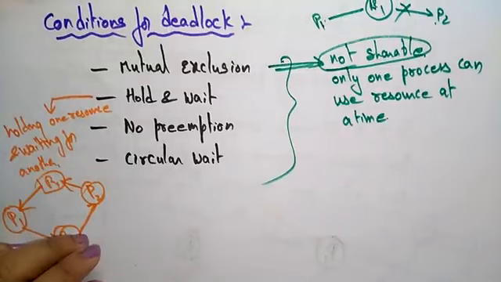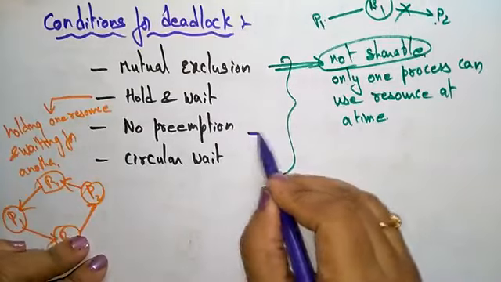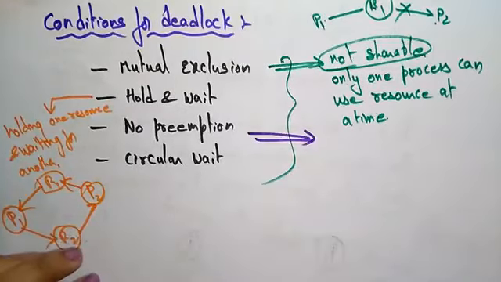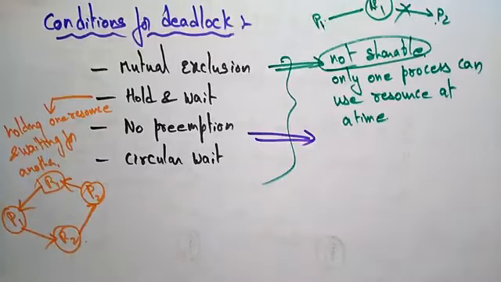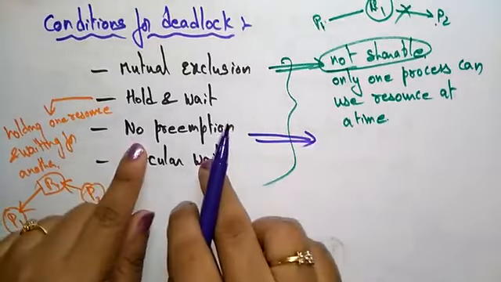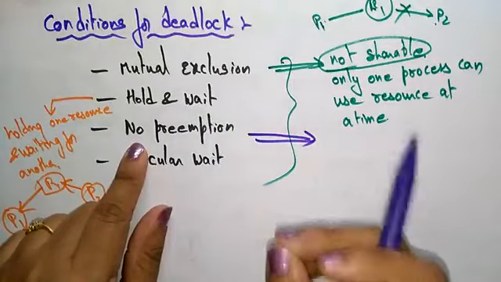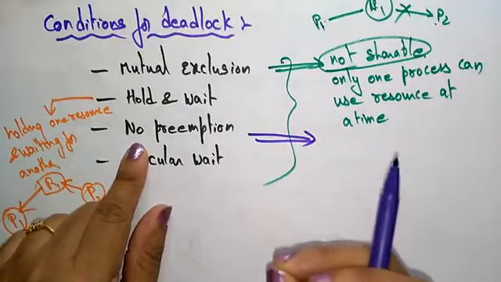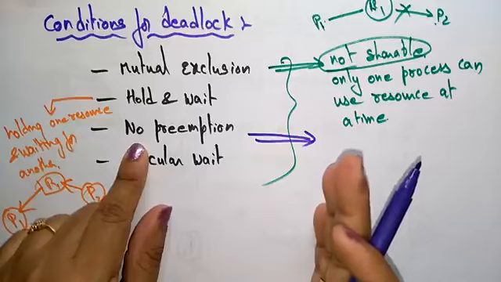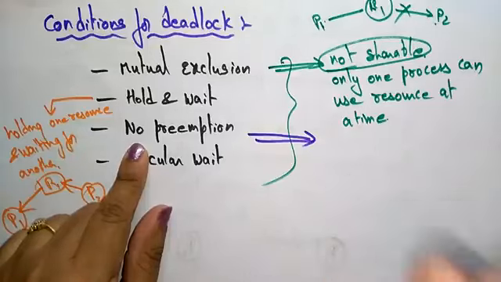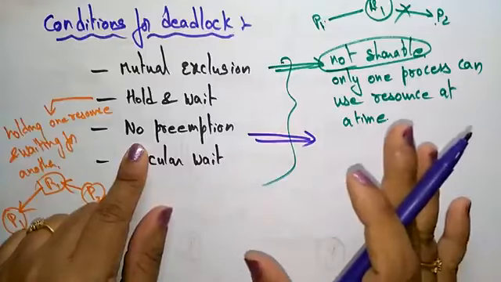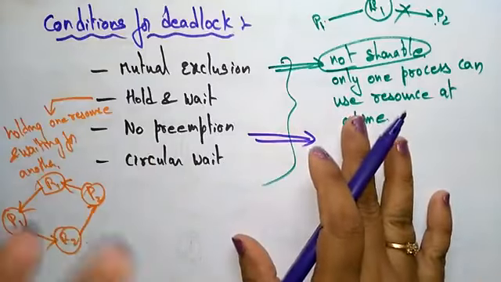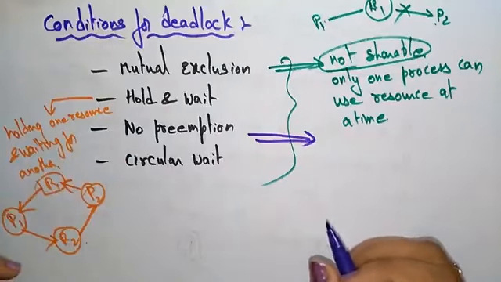Now coming to no preemption. Preemption means if one process completed its work, it can send the resources back so that another process will take them. But no preemption means a resource can be released only voluntarily by the process itself. Only the process can itself release the resource. Until then it cannot be released. So that you call no preemption.